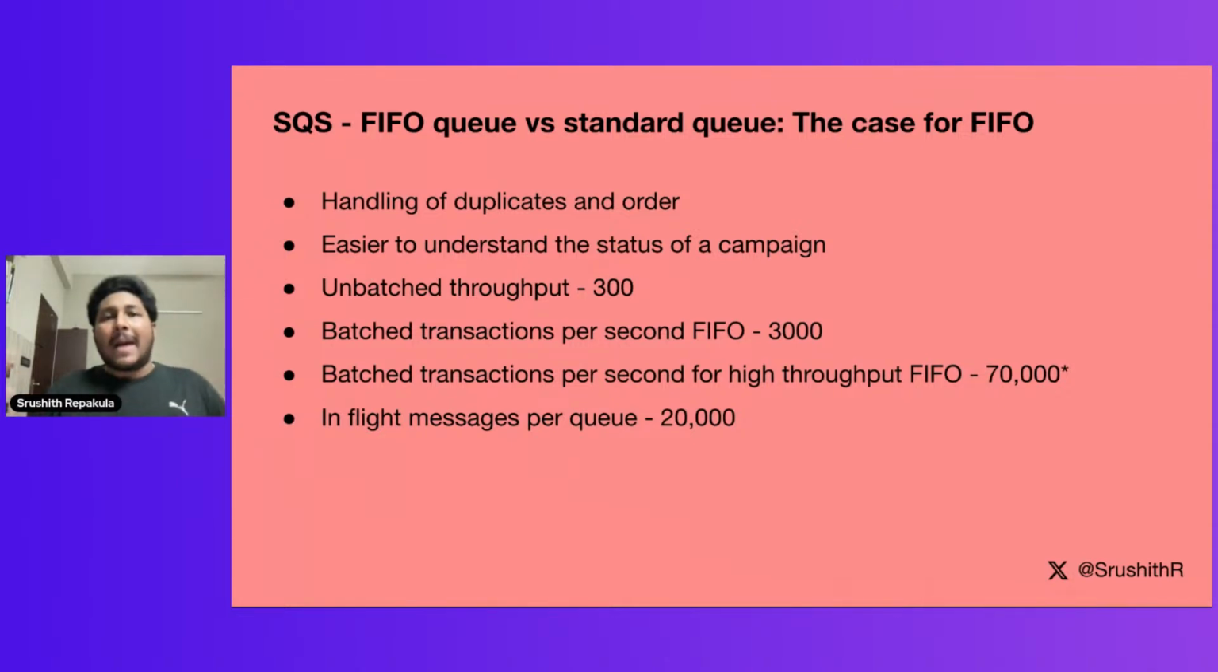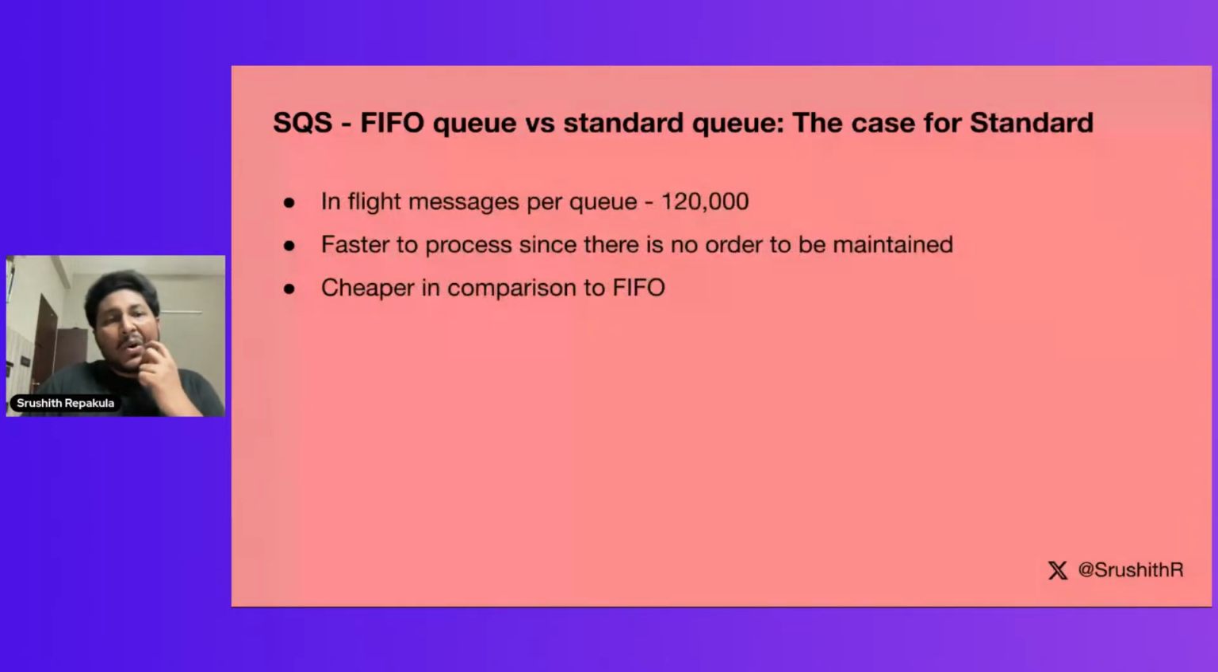Now, imagine an application at the scale of Conf, where we have hundreds of events being hosted and hundreds of organizers using it to launch campaigns. 20,000 is probably a small number. So the next option is standard queues, of course. The first advantage is that in-flight messages is 120,000, and this is a limit that can be increased as well if you raise a request case to AWS. So that's a decent number, and I can obviously get it increased as well.